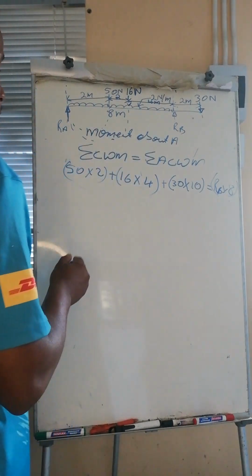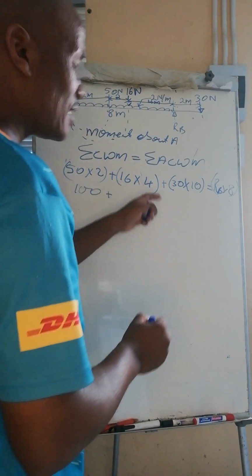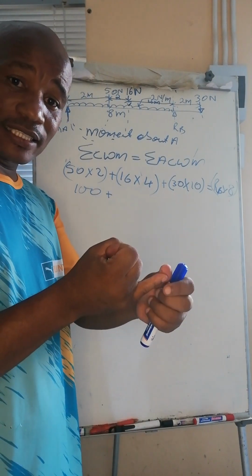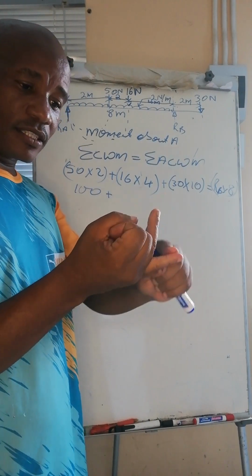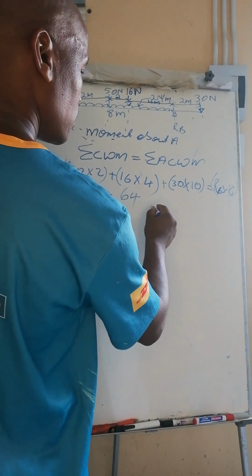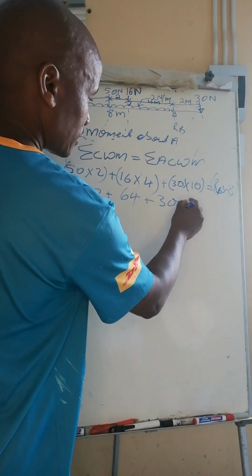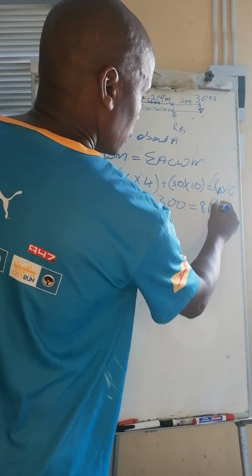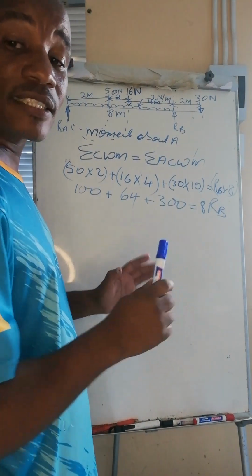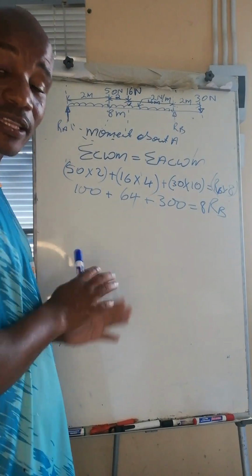Now 50 times 2 is equal to 100, plus 16 times 4, which I think is equal to 64. Why? Because 16, 32, then 32 plus 32 is 64. Plus 30 times 10 is equal to 300. Equals 8 RB. Please guys, if you know your maths is not good, trust your calculator. The reason why I'm not using a calculator is because I'm good at mental maths and the basics.